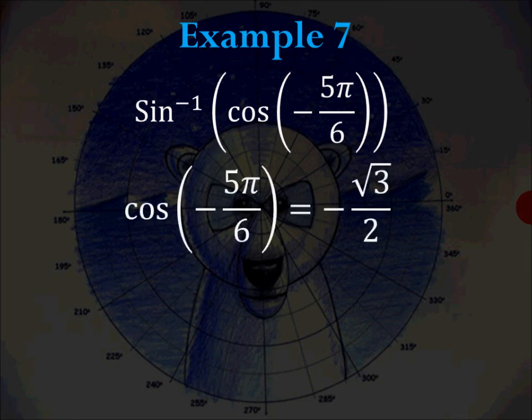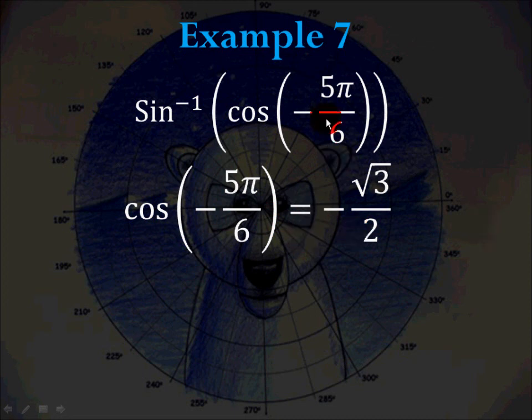Alright, so the cosine of negative 5 pi over 6 happens to be negative radical 3 over 2. This is a third quadrant angle. Cosine is negative in the third quadrant. Reference angle of pi over 6, or 30 degrees. So the cosine of negative 5 pi over 6 is negative radical 3 over 2.